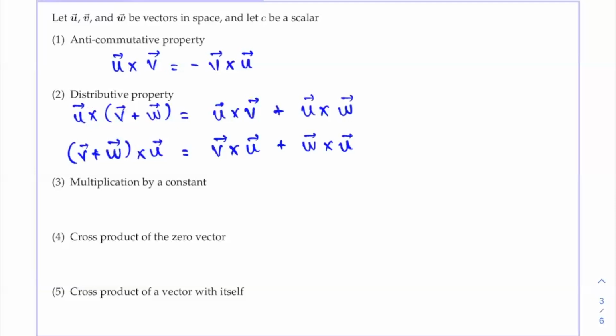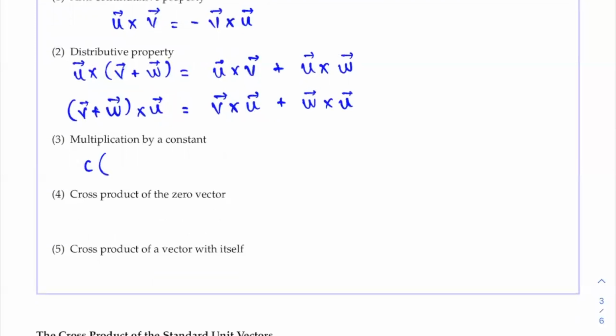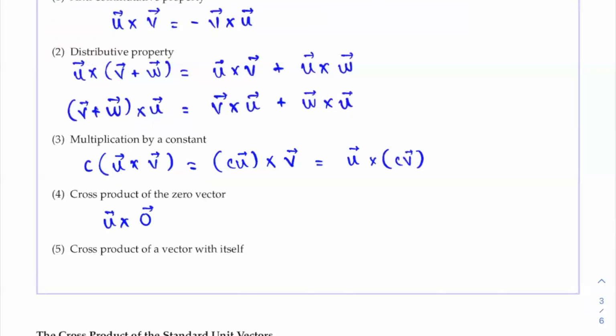Now, for multiplication by a constant, C times U crosses with V is going to be equivalent to scaling the vector U first and then doing the cross product with V, or scaling V first and then doing the cross product with U later. So these statements are equivalent to one another. When you do the cross product with a zero vector, you're going to receive a zero vector. At the end, the result is always a vector, because the cross product is also called the vector product, since the result is a vector. Whereas in the dot product, the result is a scalar, so it's called the scalar product.